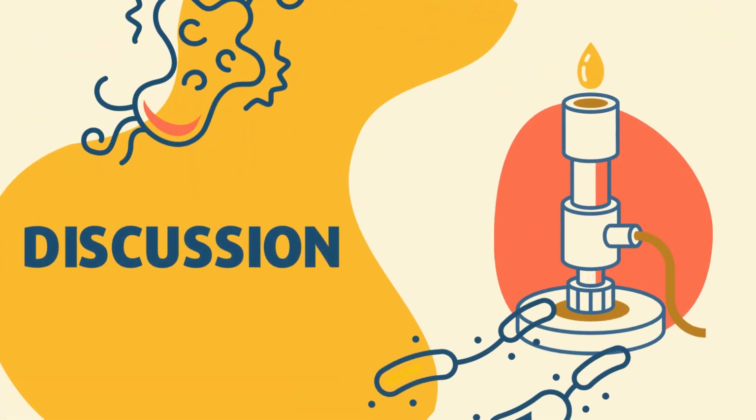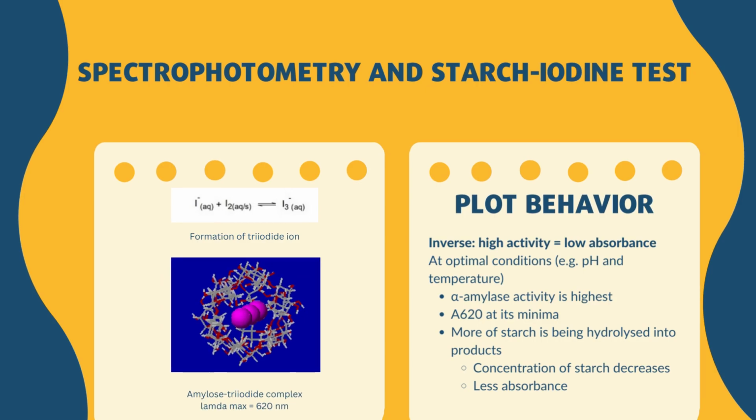Now for the discussion part of the experiment. For the triiodide complex, iodine is not readily soluble in water and therefore is dissolved with potassium iodide, which eventually dissociates to yield triiodide ions that can enter the helical structure of amylose and starch. The formed complex between amylose and iodine experiences a charge transfer that changes the gap between the orbitals of their atoms, resulting in changes in color and absorption wavelengths.